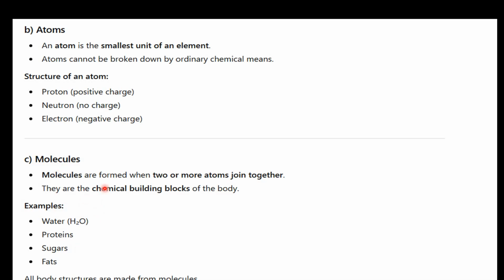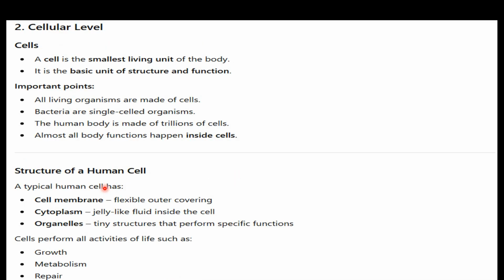Overall, we are just looking at this from the top view. We talked about the first level, that is the chemical level. Now we have the second level, which is related to cells, and that is why this level is known as the cellular level.